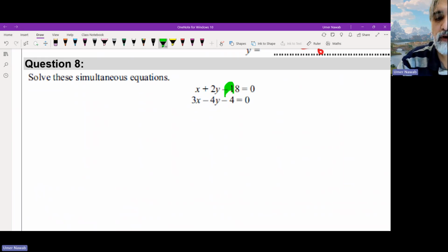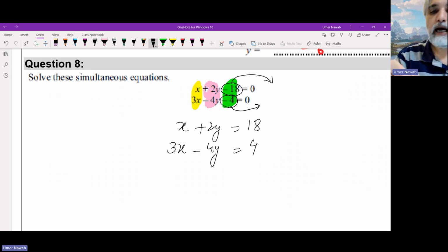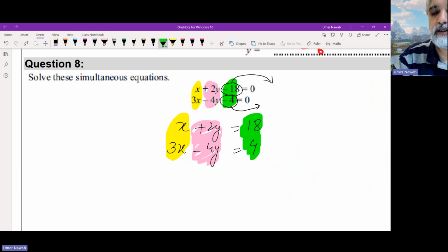It's not in a standard form. Why is it not in a standard form? I know x under x, I know y under y, but constants have to be on the other side. So can I rewrite the equation? So x plus 2y, send the minus 18 to the right. Why am I doing it? Because I want later to teach you how to use the calculator. So 3x minus 4y, and when the minus 4 is shifted to the right, it becomes plus 4. Now I can say it is in a standard form, x under x, y under y, and constants under constants.